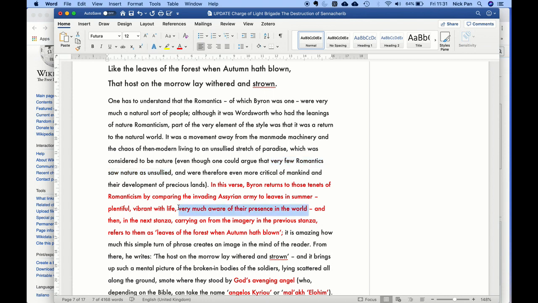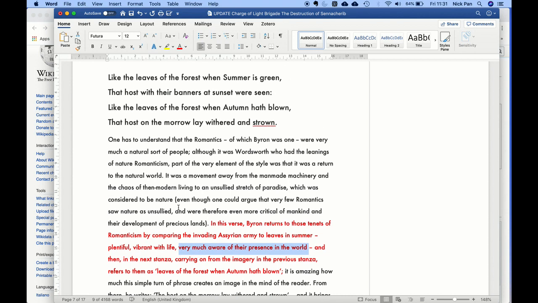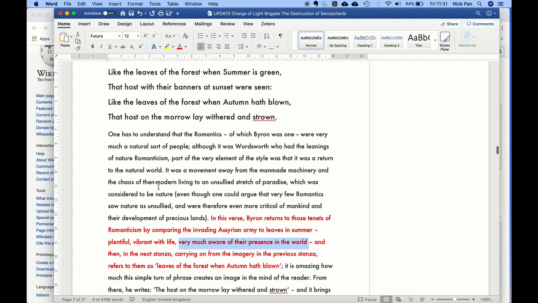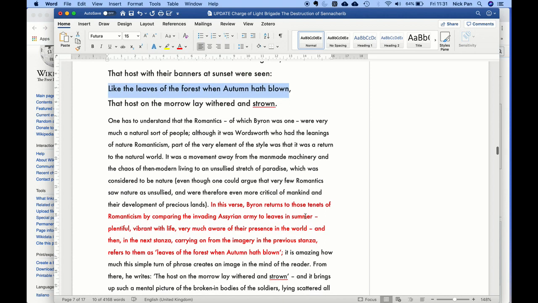I don't know about this one. I don't know if leaves are very much aware of their presence in the world, but they're definitely vibrant with life and plentiful, and you could say confident in their life. You could say, because in summer leaves are having a great time, but they don't expect autumn to come as quickly as it does in the next line, you could say, in your essay.